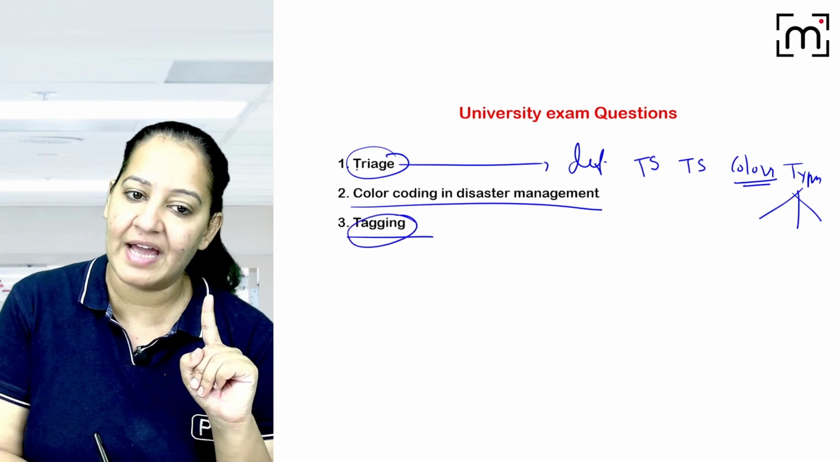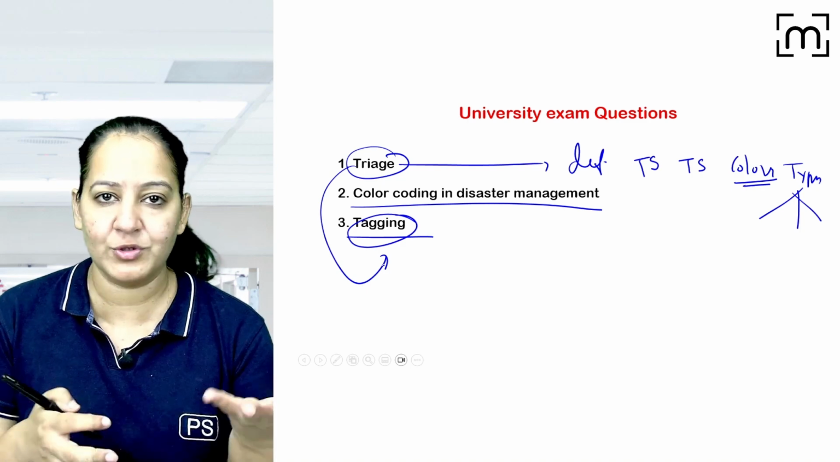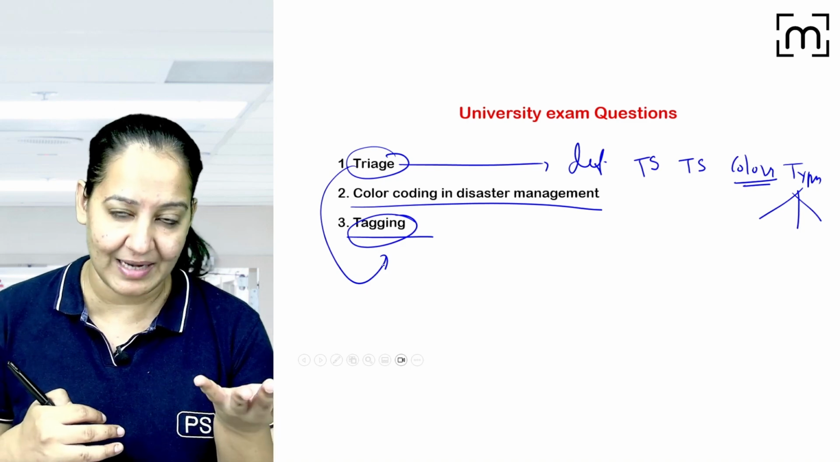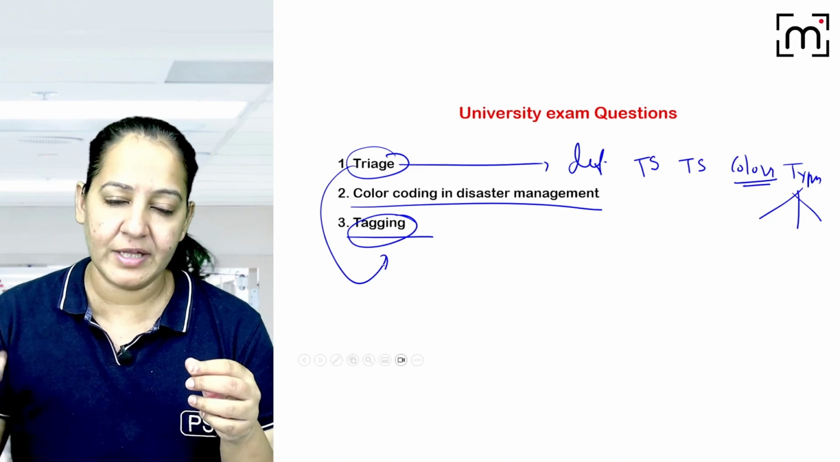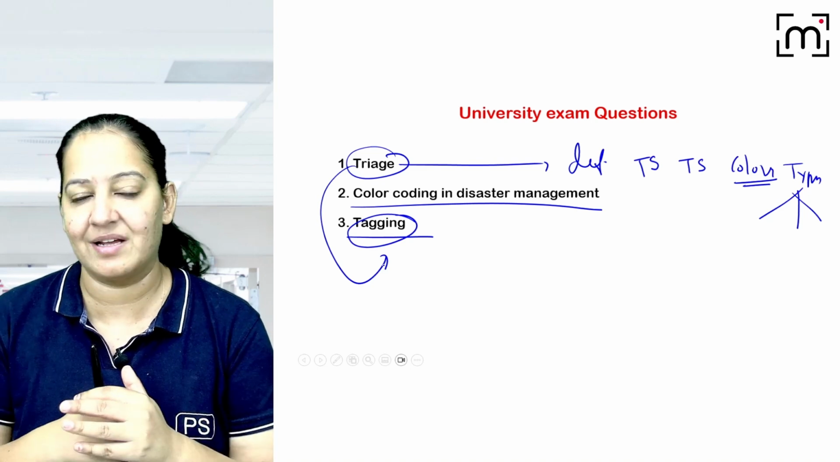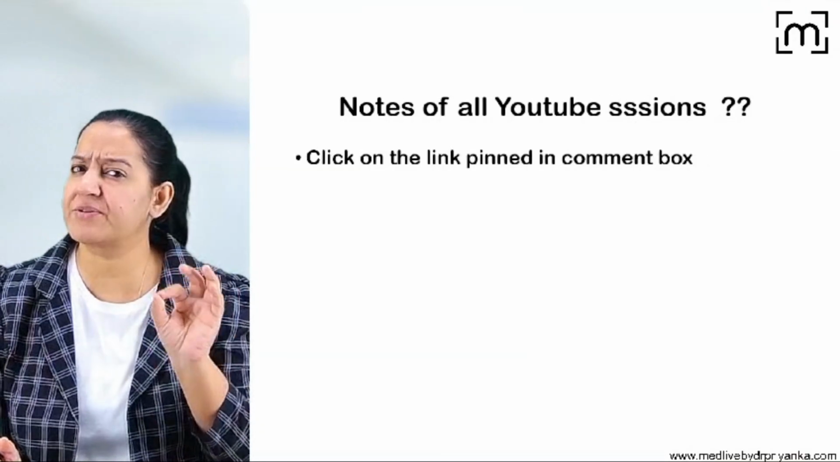If they are giving a question on tagging, write down triage also. And if they are asking triage, you have to write the tagging also. Both are interconnected. So first we classify them, categorize them, and then we put it on the card. Putting the details on the card is known as tagging. So that's all about it. I hope you got it. I hope you understood this topic with crystal clear concepts.